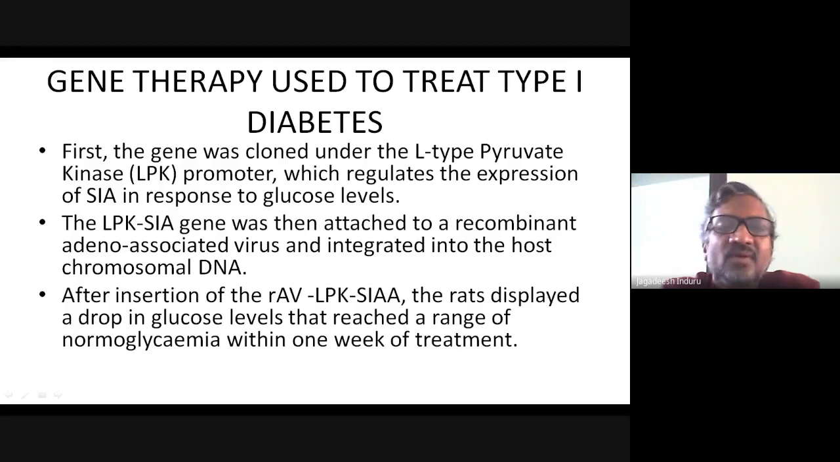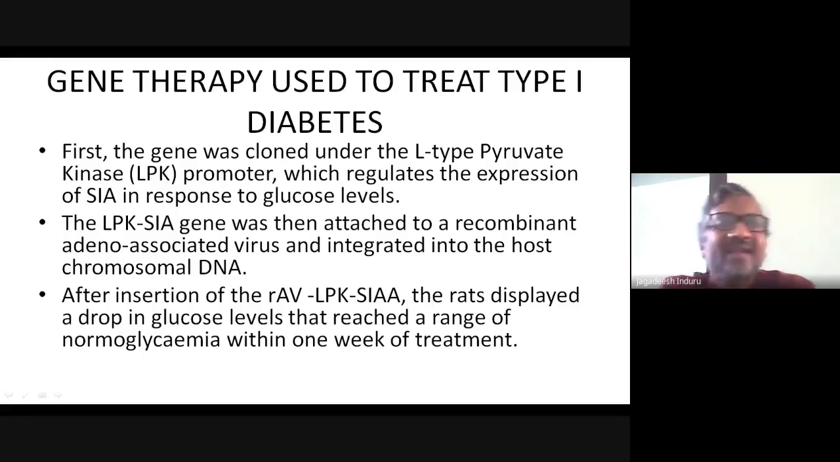After insertion of this recombinant LPK gene, the rats displayed a drop in glucose levels that reached the range of normoglycemia within 1 week of the treatment. This is the first such treatment done successfully in rats. So it has been proved that gene therapy can be used for the treatment of type 1 diabetes. This recombinant adenovirus LPK-SIA gene, introduced successfully in rats, can be used for treatment in humans also, as it provided the way and thought process.